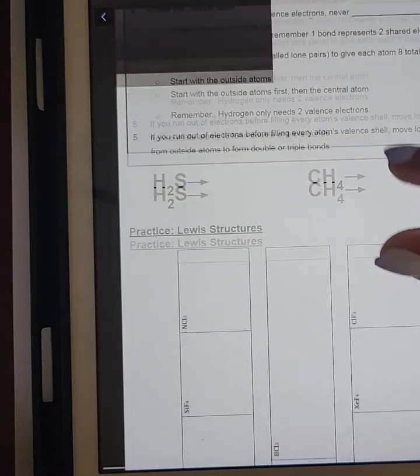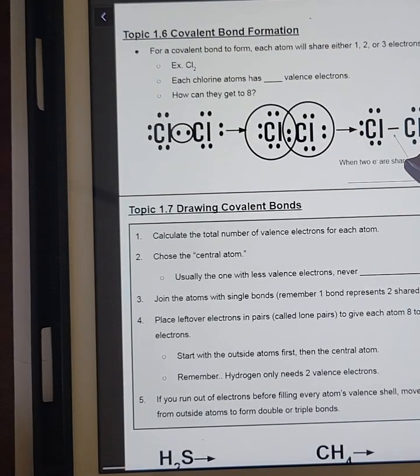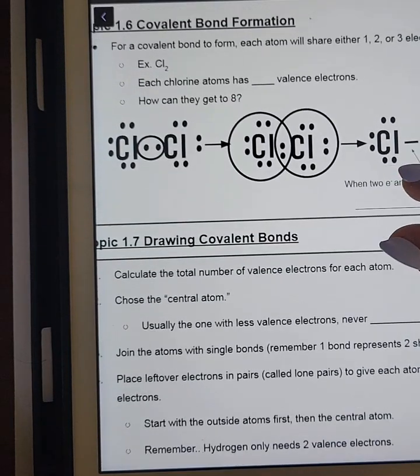Okay, and for the rest of the class you guys are doing practice and review for the ionic compounds. Okay, let's go ahead and start that.